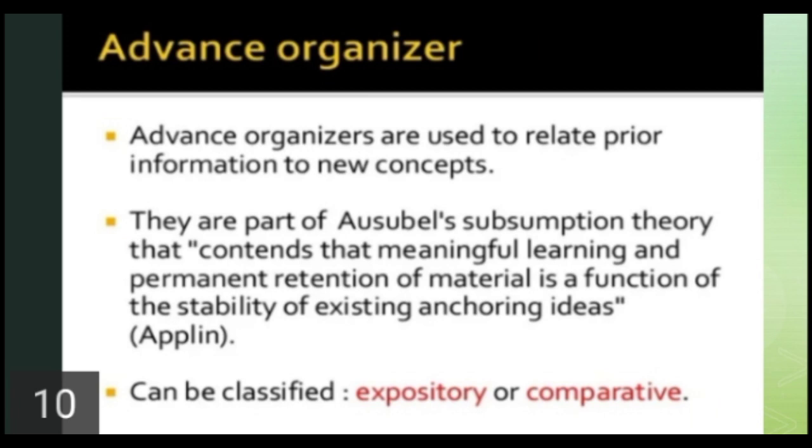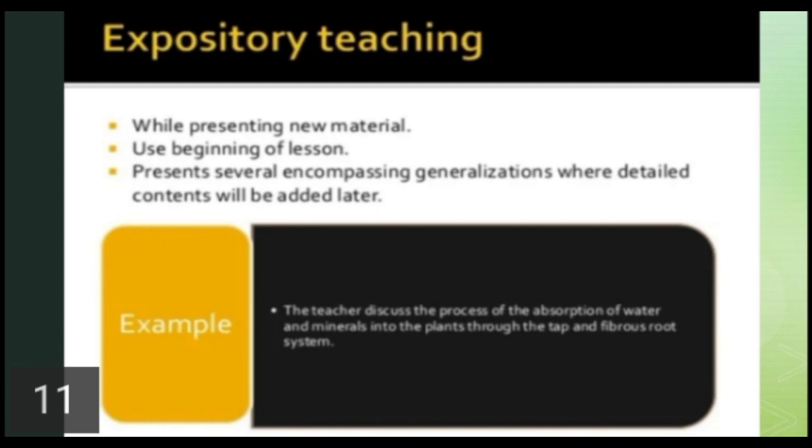The advance organizer. So advance organizers are used to relate prior information to new concepts. They are part of Ausubel's subsumption theory that contends that meaningful learning and permanent retention of material is a function of the stability of existing anchoring ideas. So advance organizers can be classified into two: the expository or the comparative. The first of the two classifications is the expository teaching. So while presenting new material, it also uses the beginning of the lesson. It also presents several encompassing generalizations where detailed contents will be added later. So, for example, the teacher discusses the process of the absorption of water and minerals into the plants through the top and fibrous root system.